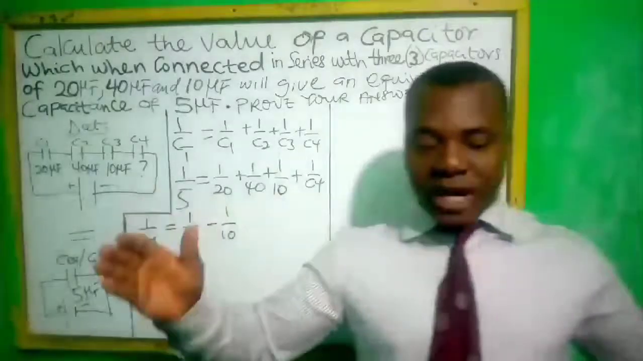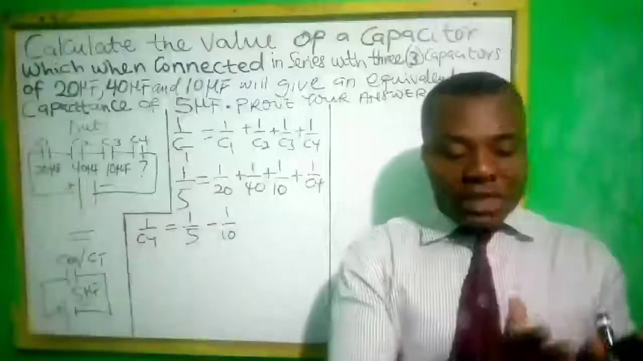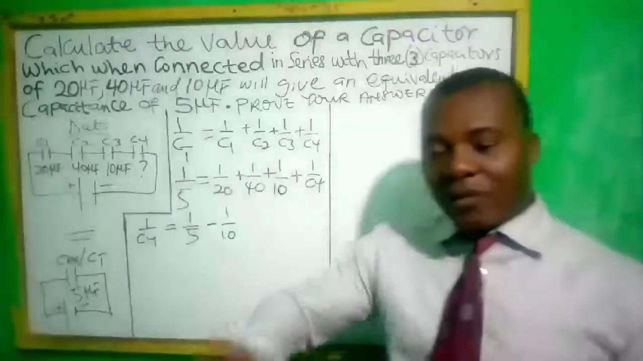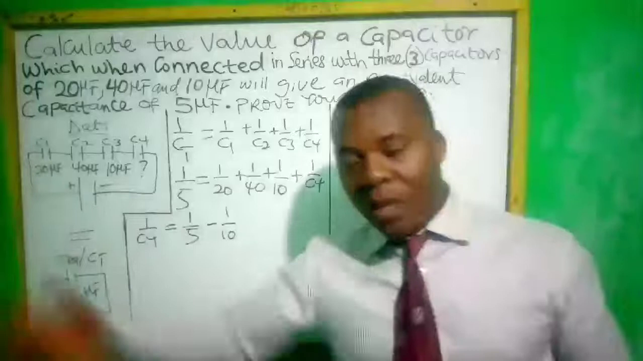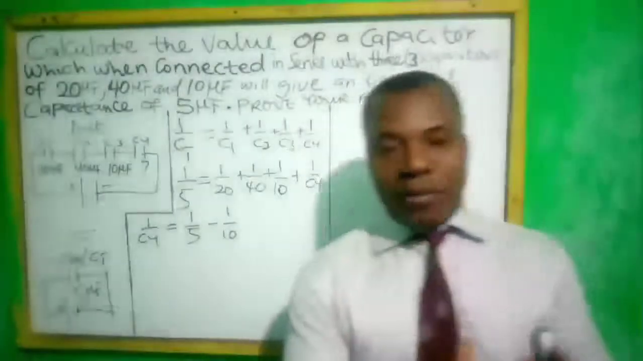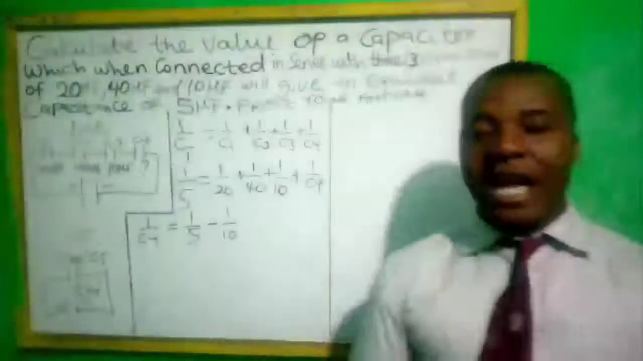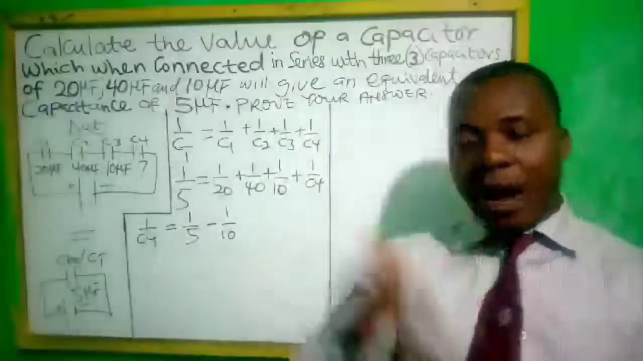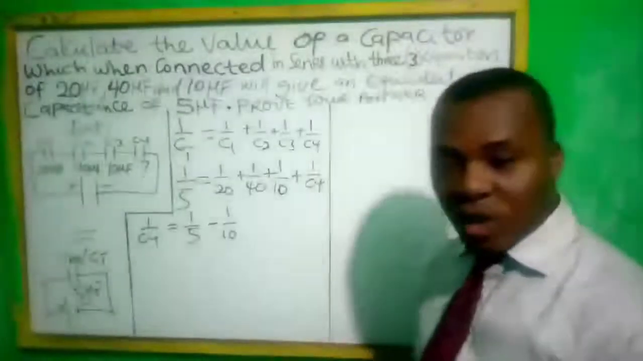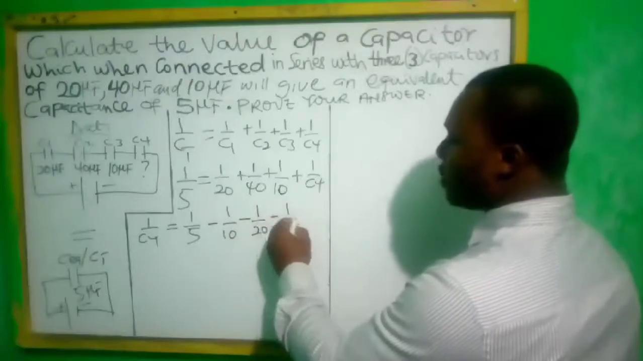You have a loaf of bread and you are sharing it among 10 people; each gets a slice. When you share that same loaf among 20, each slice will be tinier than the 10 case. And when you share it among 40, it will be the tiniest. So 1 over 10 is greater. So 1 over C4 equals 1 over 5 minus 1 over 10 minus 1 over 20 minus 1 over 40.